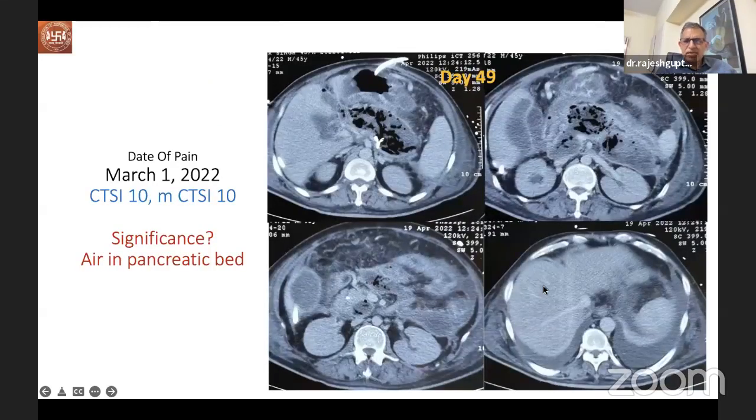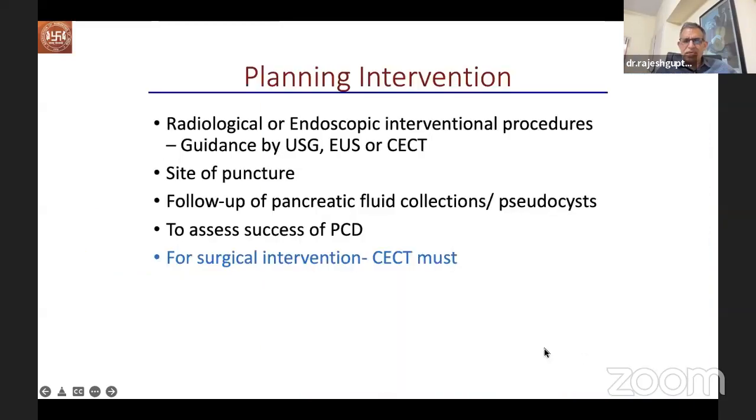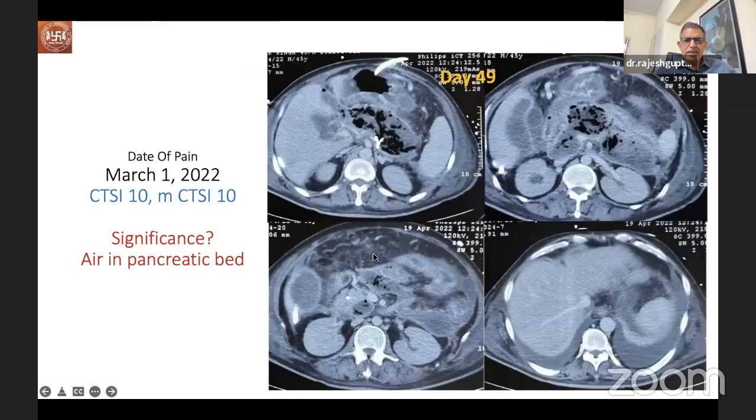There is no discordance when you have extrapancreatic collection and the necrosis is more than 50%, and there is more than 1 extrapancreatic collection. So both CTSI and modified CTSI make it 10.